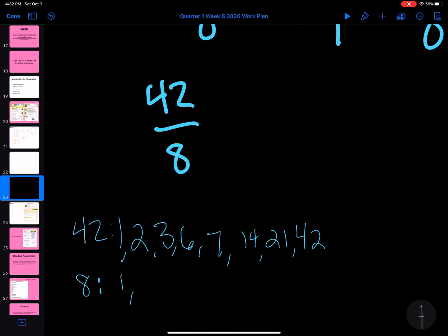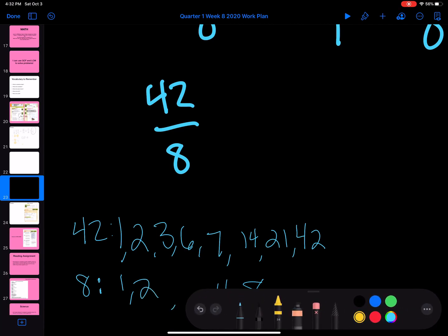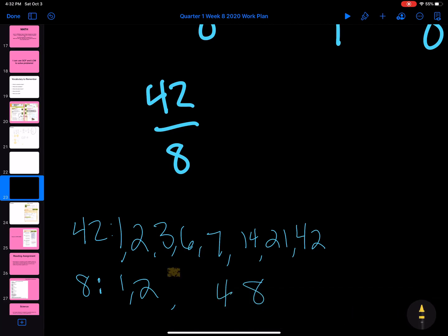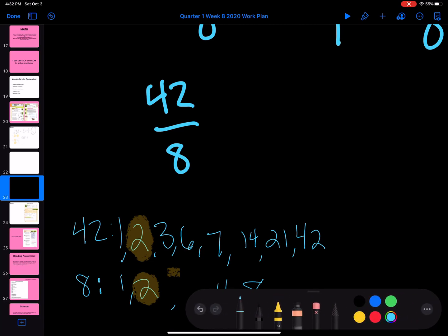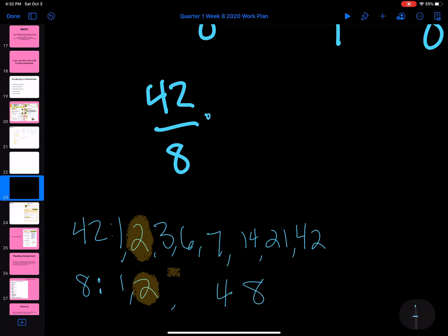And 8 is a bit easier for me. It's 1 times 8, 2 times 4. So my GCF is 2. Right? Yeah, 2. So now what I'm going to do is divide by 2 equals 21 over 4.